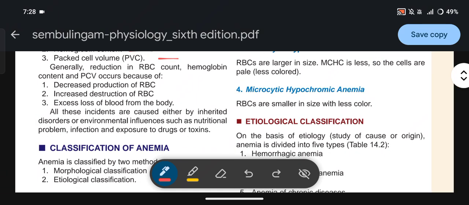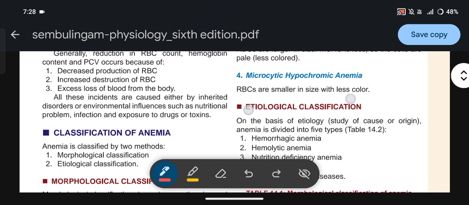And all these incidents are caused either by inherited disorders or environmental influences such as nutritional problem, infection and exposure to drugs or toxins.